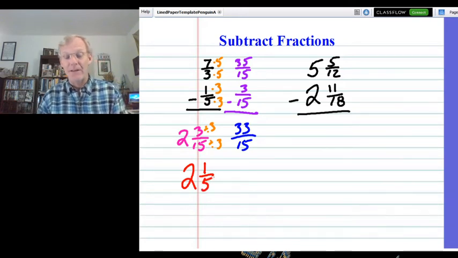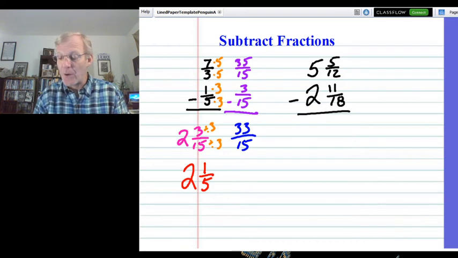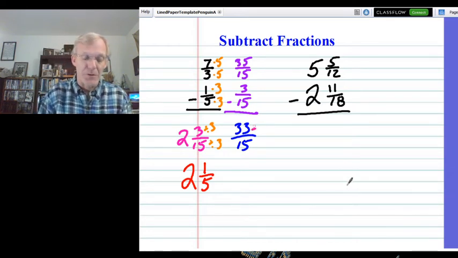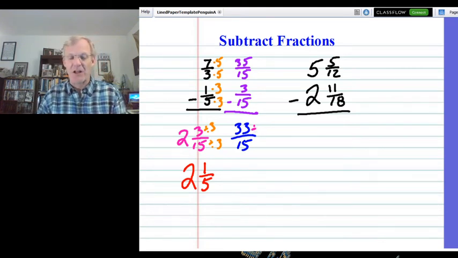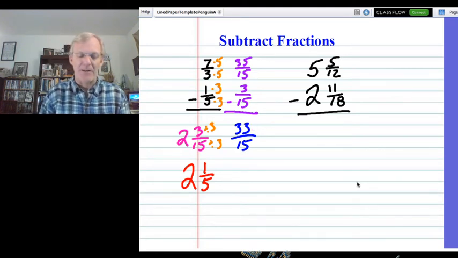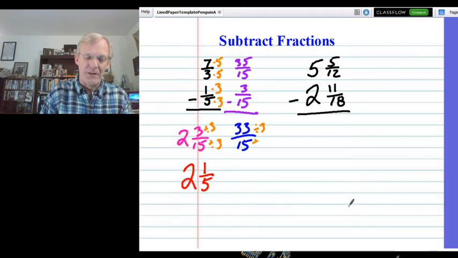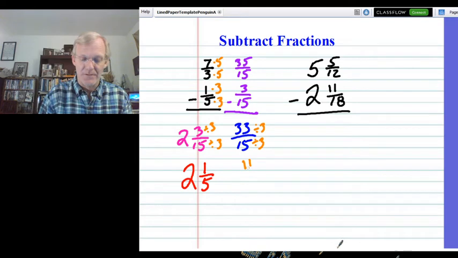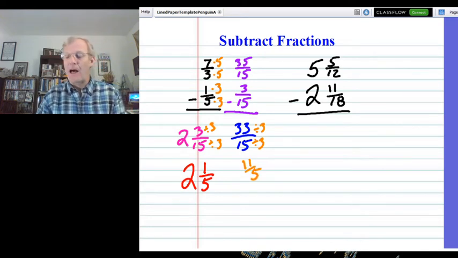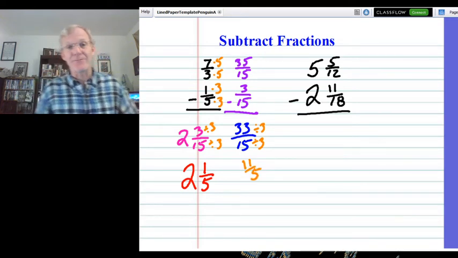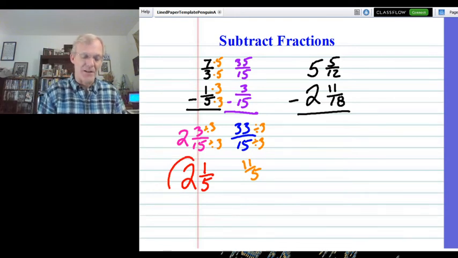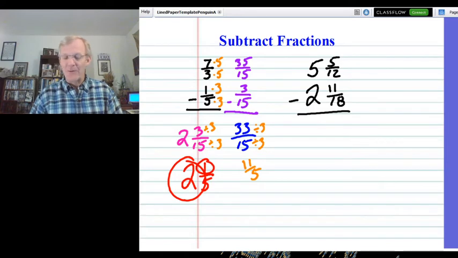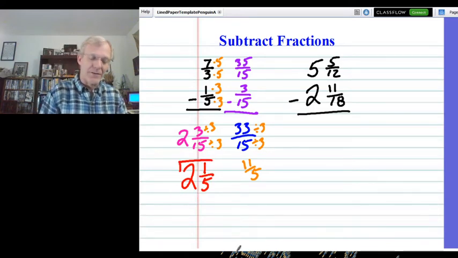2 and 1/5. Now, watch if we do it the other way. If instead we went ahead and tried to reduce it first, we would have divided by, let's change that color back to orange. Keep the pattern alive, right? Divided by 3, and we would have gotten 11/5. Well, how many times does 5 go into 11? Right, twice. And what would be left over? You got it, 1. So we get the same answer, 2 and 1/5.